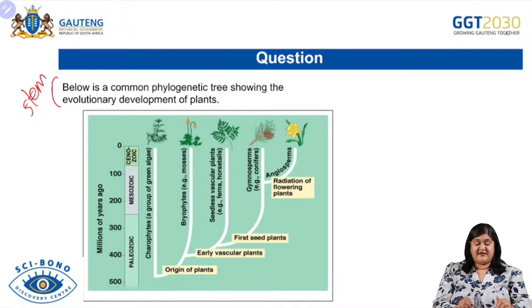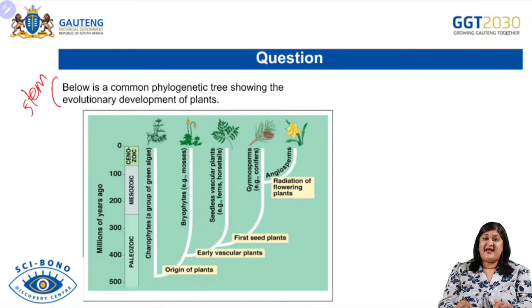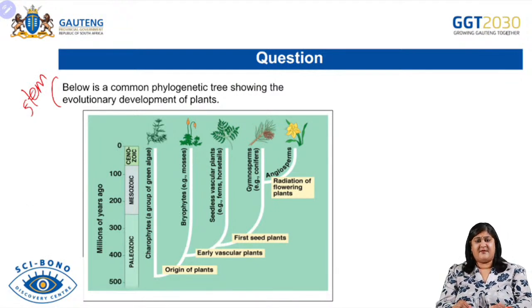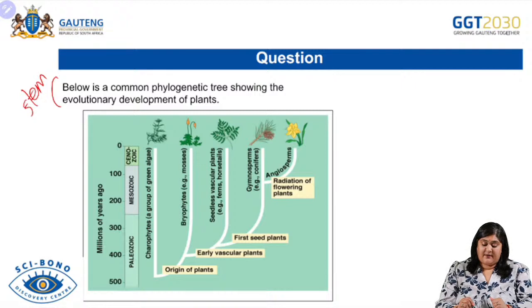It's very important that we read the stem of the question and we analyze the diagram and we observe, we see what can we observe from this diagram. What is this diagram telling us? It will help us to answer the questions. Below is a common phylogenetic tree showing the evolutionary development of plants.